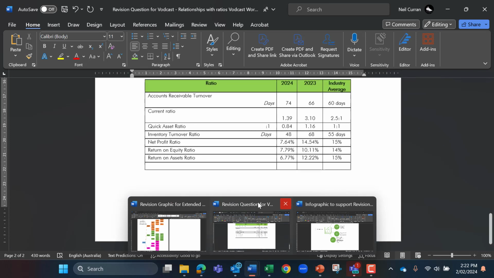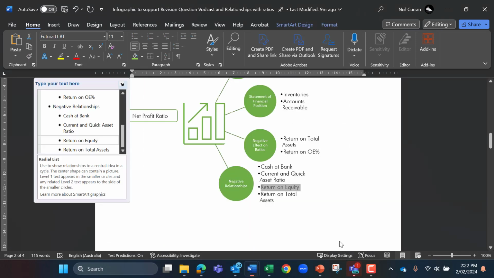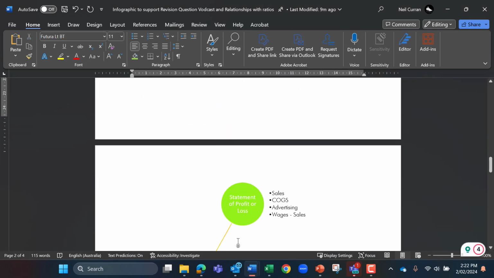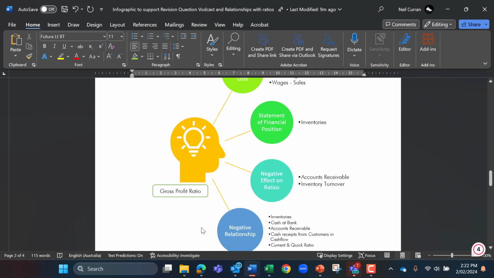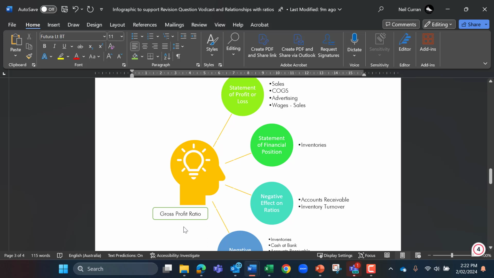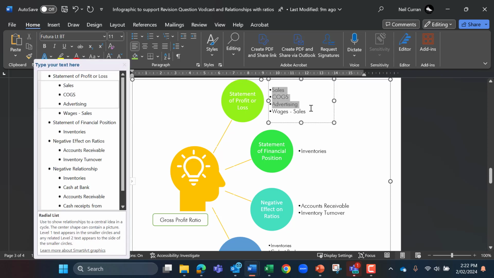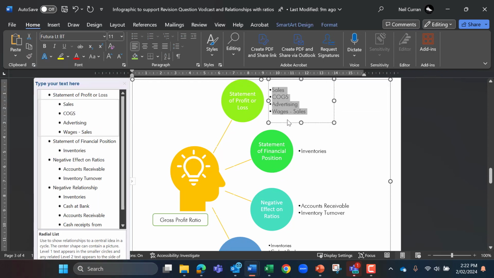Okay, moving on to our next ratio, that being the gross profit ratio. Now, the gross profit and net profit ratio are very close and very similar in terms of what they actually affect. So in terms of the gross profit ratio, these are the four main accounts that affect this account. Obviously, the sales, salary, wages.